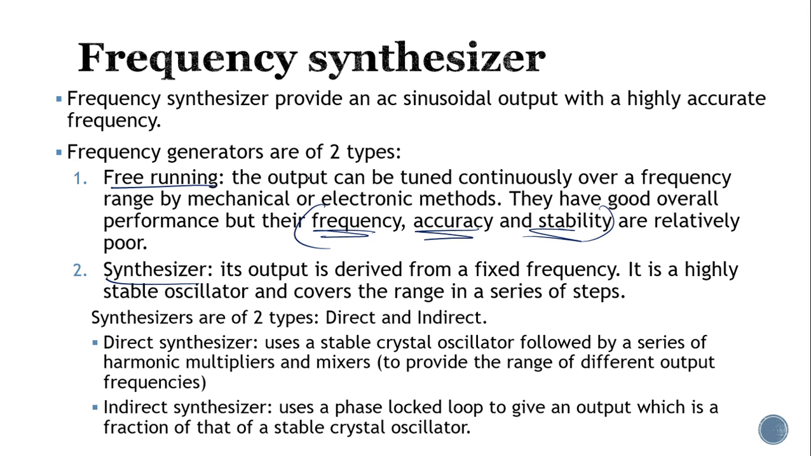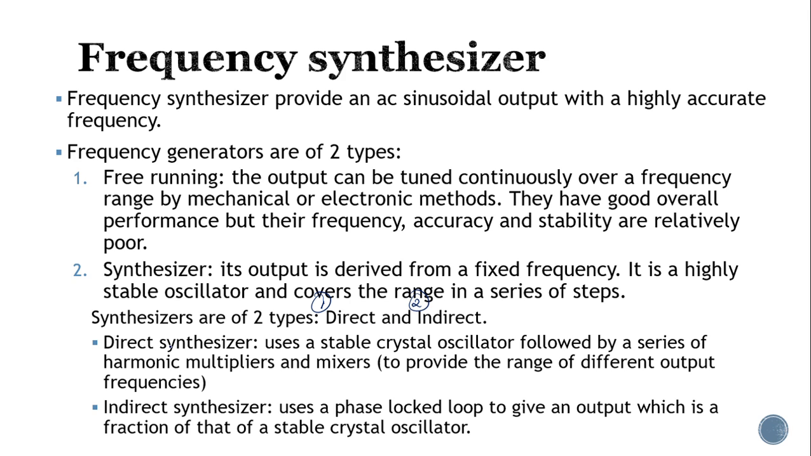Now the synthesizer is deriving its output from a fixed frequency, and it's completely stable, and you get the output in a series of steps. So you can choose whichever frequency range you desire. Now, frequency synthesizers are of two types: direct type and indirect type.